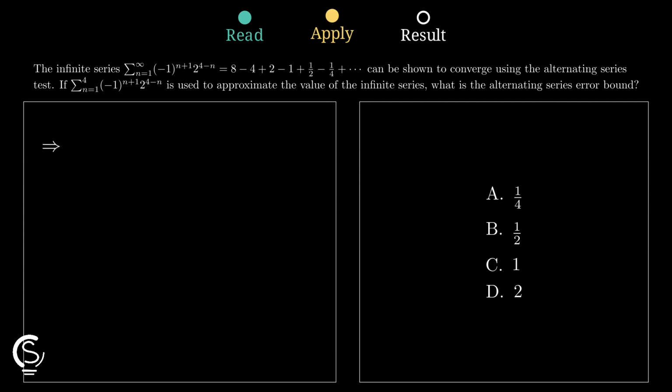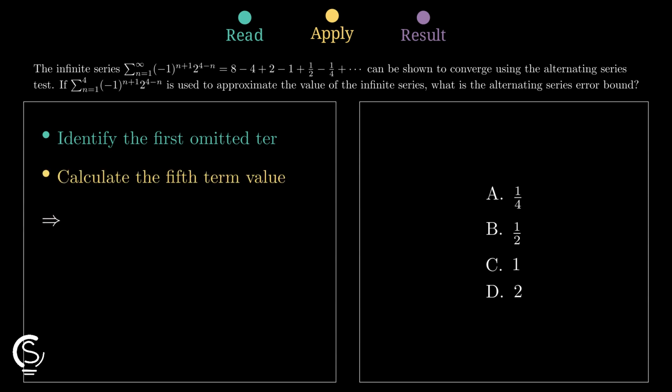Now let's calculate that 5th term by plugging 5 into our formula. 2 raised to the power of 4 minus 5 gives us 2 to the negative 1st power. That is simple. 2 to the negative 1 is 1/2. This represents our maximum error bound. Therefore, option B is the correct choice for this series.